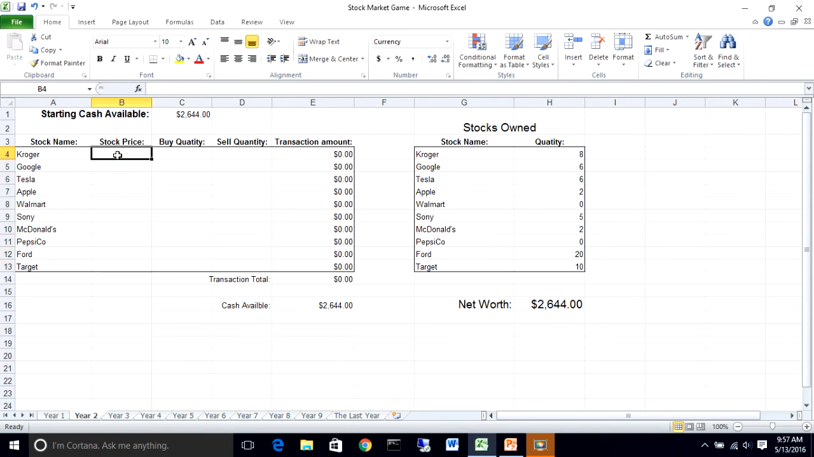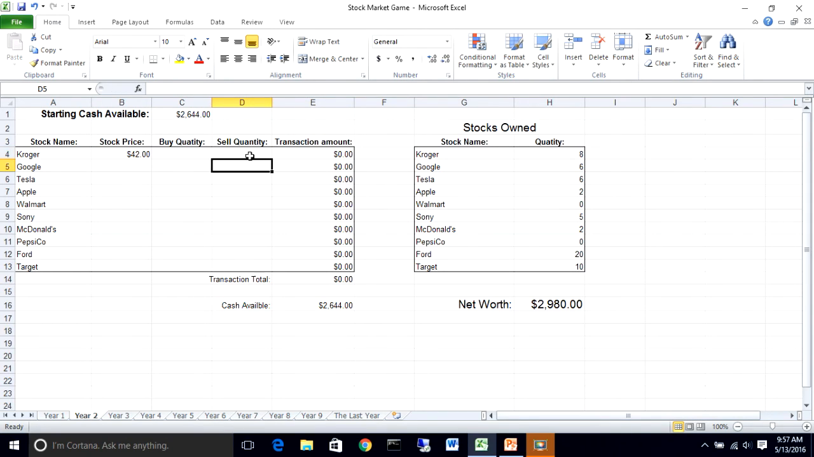Let's say that Kroger's revenue goes up, how much money they're making. So now their stock price is $42. It used to be $40. Okay? I own 8 of those. So my value just went up. Okay? So let's just say I sold it all. Well, I bought it at $320, and now it's worth $336. So I just made money off of that transaction.